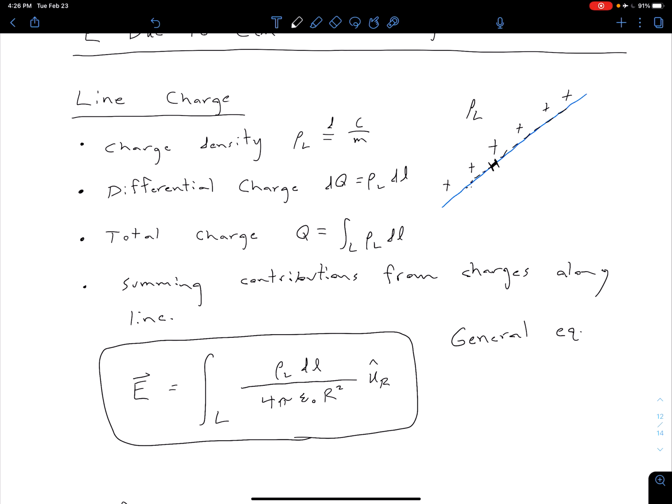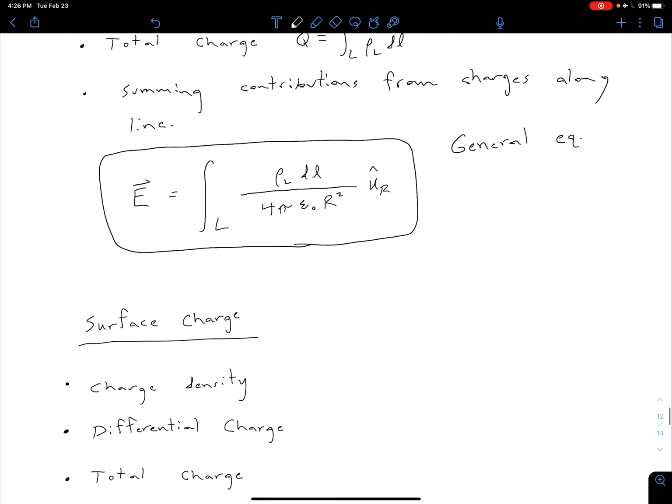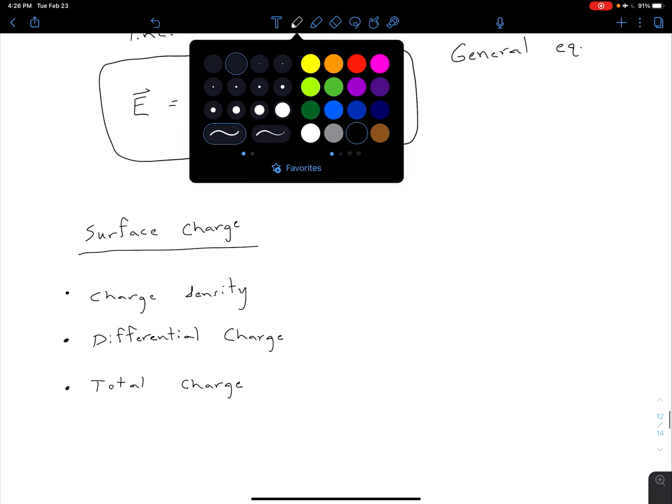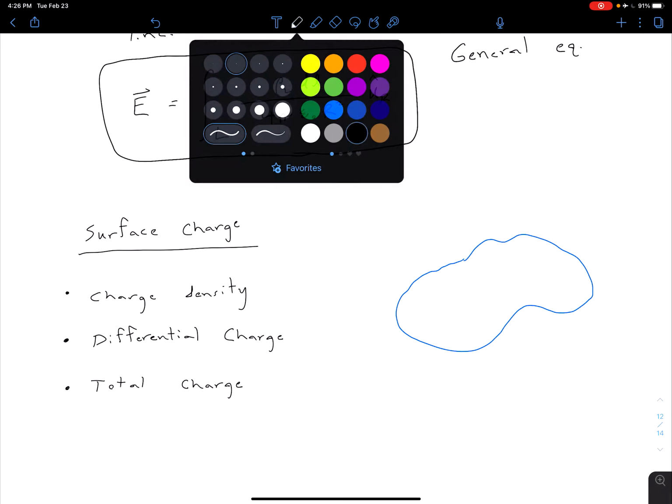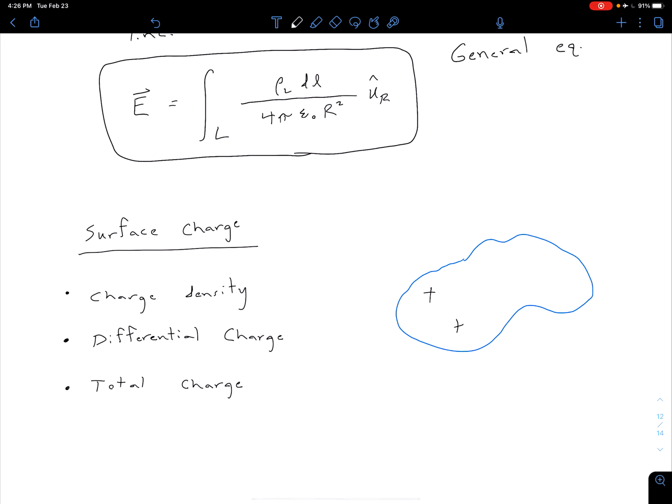So the next type of charge distribution that we can talk about is a surface charge. With a surface charge, we just have some arbitrary surface, and on this surface, we have some distribution of charges. Just like with our line charge, we can talk about charge density. In this case, we're going to represent it as rho sub S. So our rho sub S is dimensionally equal to coulombs per square meter.